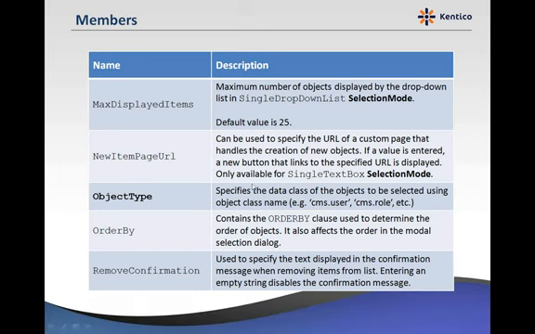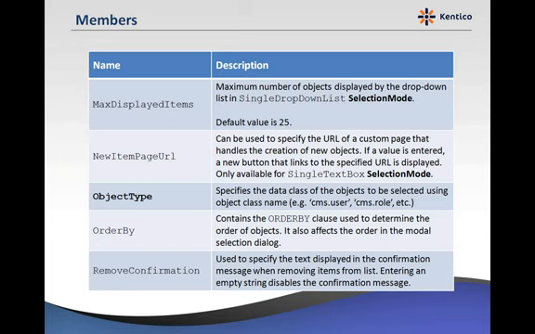Alright, so we are getting to the object type. As I mentioned, the object type takes the data class. It has to be a data class because the information in the data class is used by UniSelector to retrieve the information from the database. It's the full code name of the data class, so CMS user, CMS role, or any other data class.